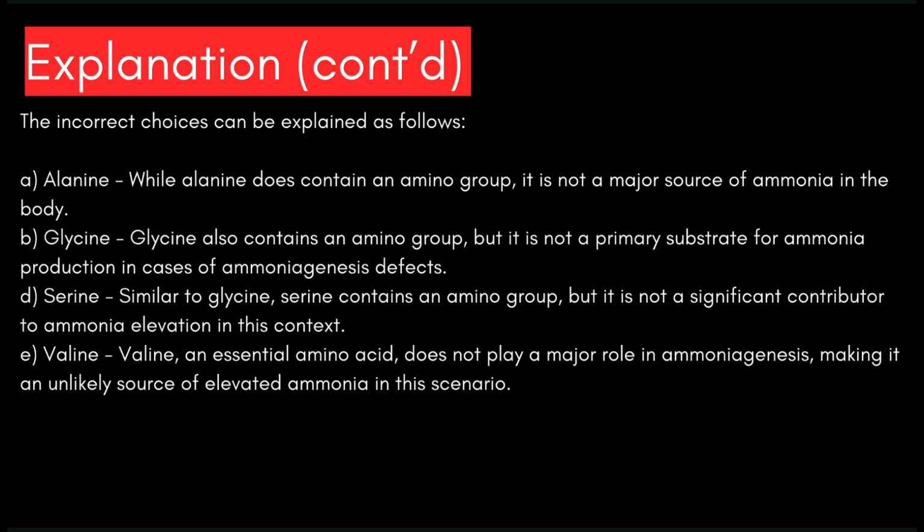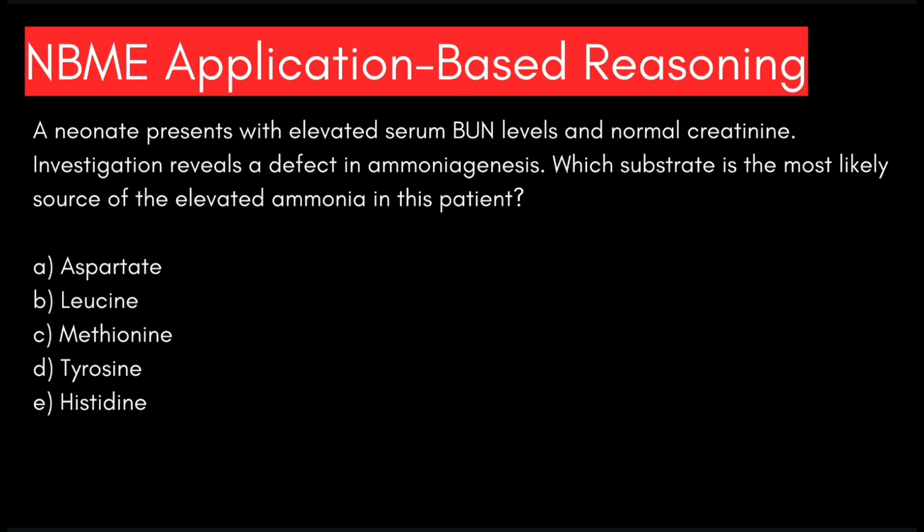All right, let's go ahead and move on to the next question. A neonate presents with elevated serum BUN levels and normal creatinine. Investigation reveals a defect in ammonia genesis. Which substrate is the most likely source of the elevated ammonia in this patient?